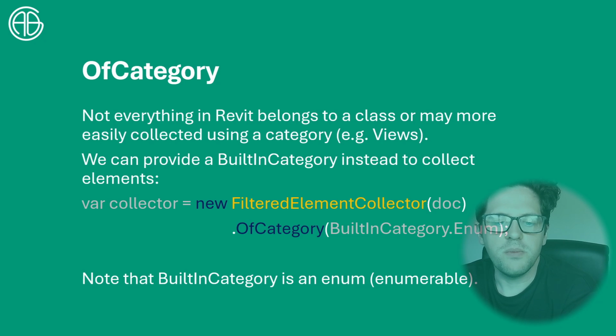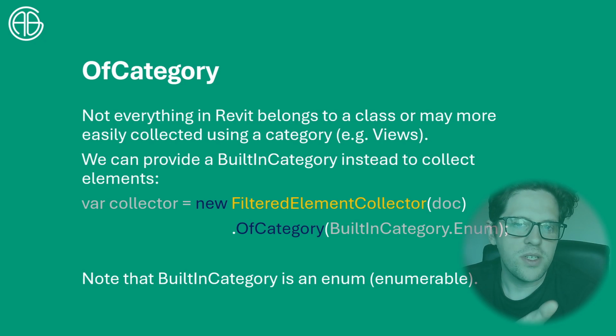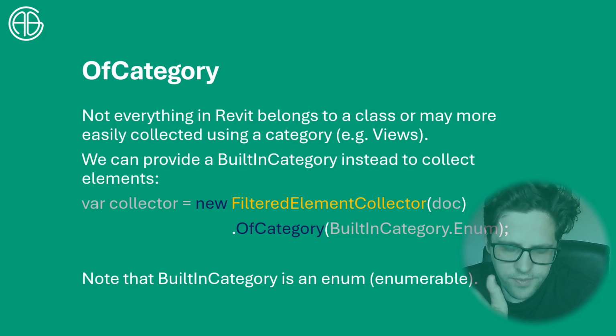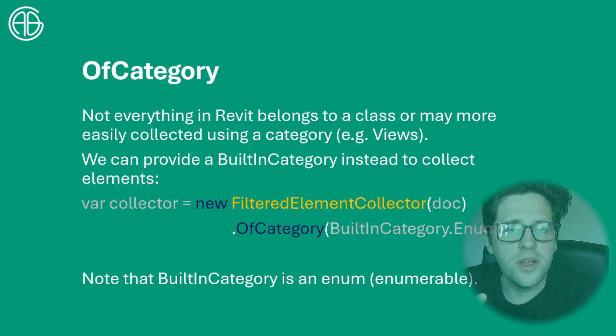This is a little bit different because it expects a built-in category instead of a class, but built-in categories can sometimes be beneficial because some elements will more broadly belong to classes and you may collect more than you want. For example, the view class also contains things like sheets and view templates and all other things. If you specify the category of views, you will get a more specific subset of elements in this case.